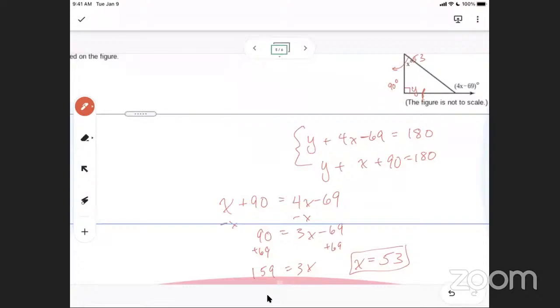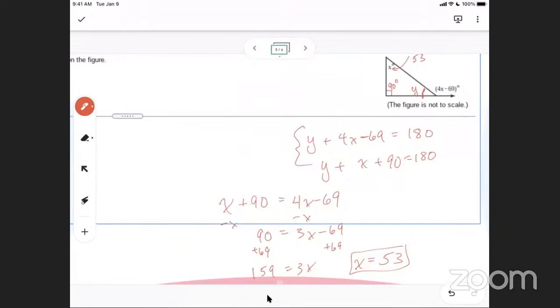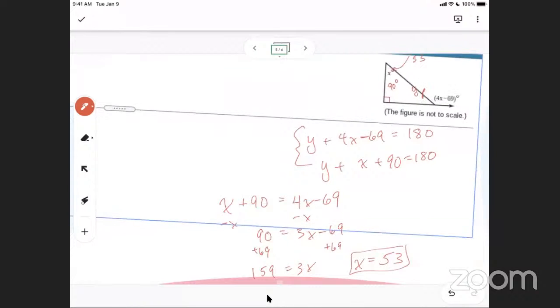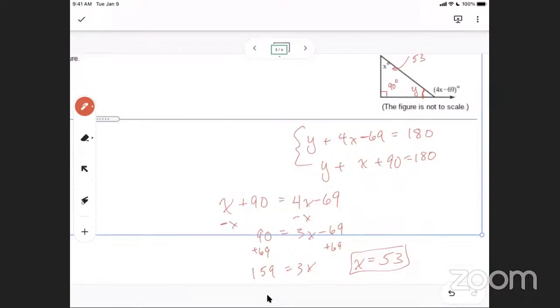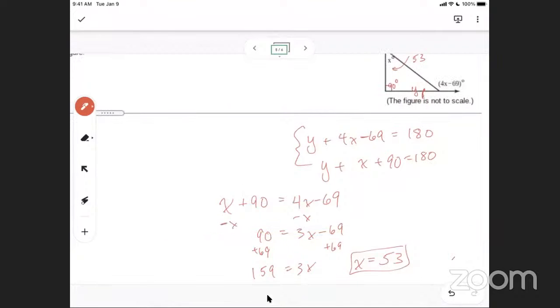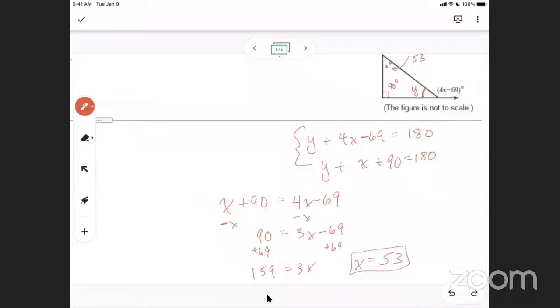So they wanted the value of the variables, and they wanted the variables and the angles. So now you have to go in and find... Basically, you have to plug x back in, 53 back in to here as well. So plug in 53 times 4, is 212, minus 69, 153. There you go.